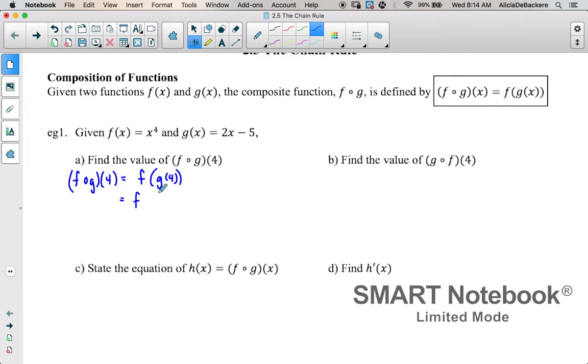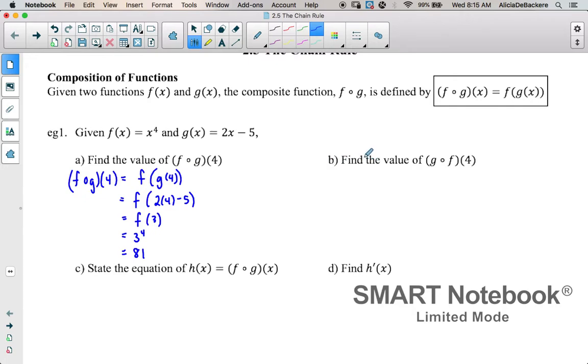So the first thing I'm going to do is sub 4 in for the x in the g equation. I'm going to figure out what that answer is. So in there I've got 8 minus 5, so I've got 3. And now I'm going to take that answer 3 and sub it into the f equation. So I'm coming up here to the f equation and I'll put in 3. And so I get 81.